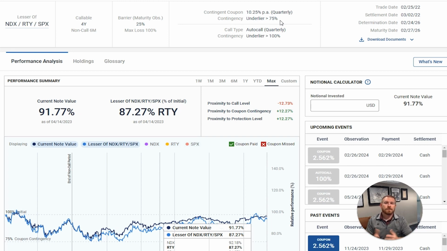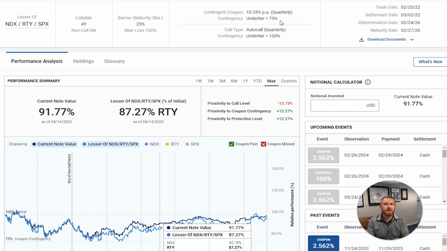Now, let's say on one of those quarterly snapshots that all three of those stock market indices are positive, which is generally the case over time. Then what will happen is that coupon for that quarter will be paid, but then the client will get their principal back early. So it is likely and often where the principal is received earlier than that 4 years.